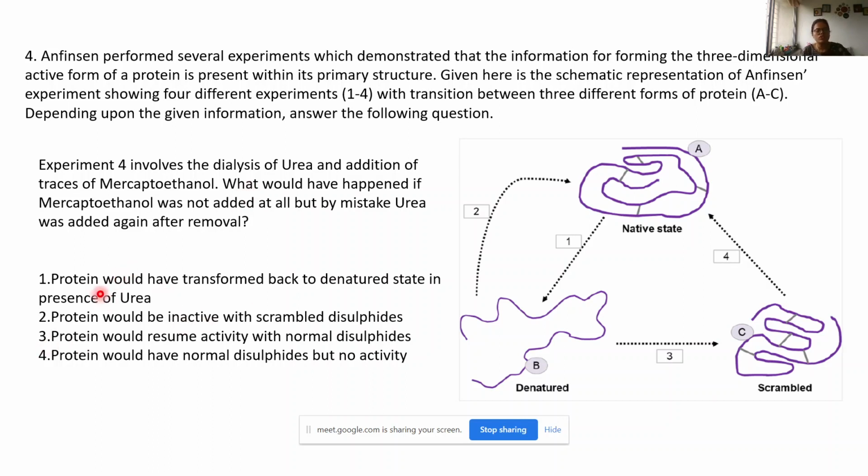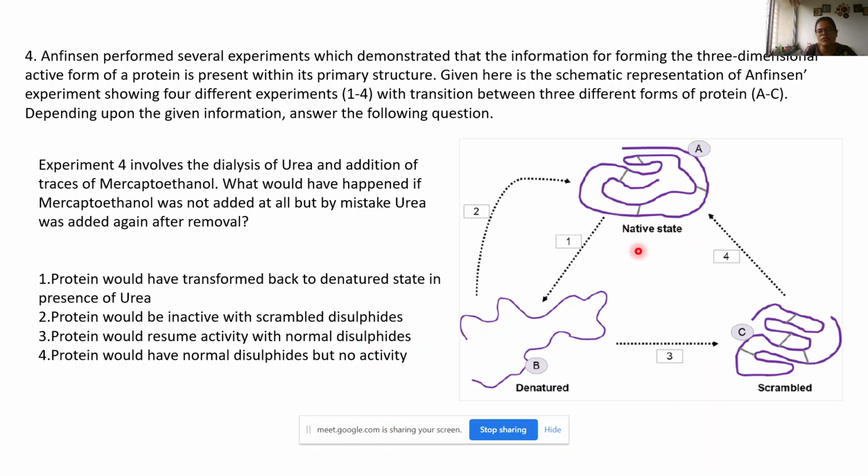So these are the four options. Protein would have transformed back to denatured state, that is this, in the presence of urea. Second option is protein would be inactive with scrambled disulfide, which is this state. Third option is protein would resume activity with normal disulfides. Which means that it will resume the activity, so it will be in a native state. And fourth one is protein would have normal disulfides but no activity, so it will have the disulfide bonds but there won't be any activity.